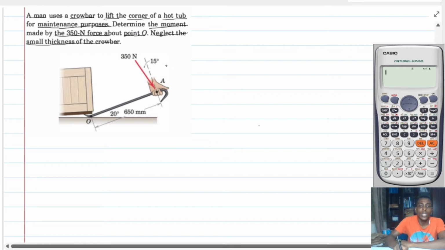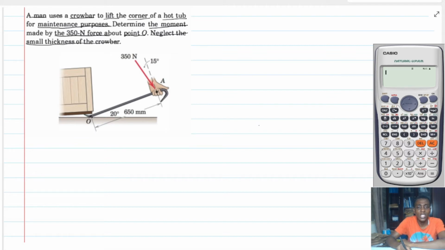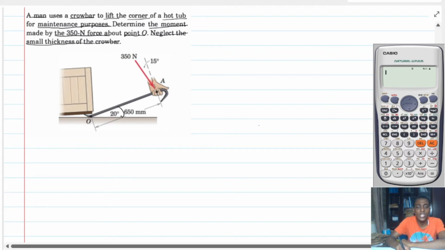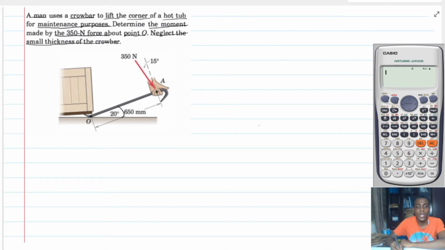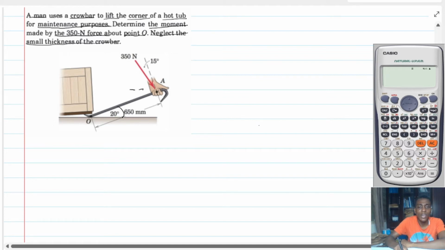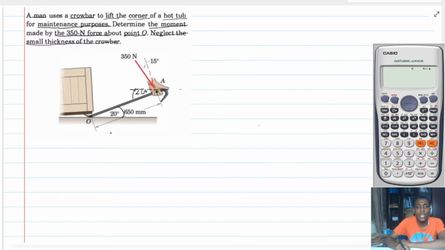All right. So the first thing to realize is that this crowbar is making an angle of 20 degrees with the horizontal. And if that is the case, then by alternate angles, if I draw a horizontal here, I expect that this should be 20 degrees. Is that right? Okay. Now, looking at it carefully, I can see that clearly I have 15 degrees here.